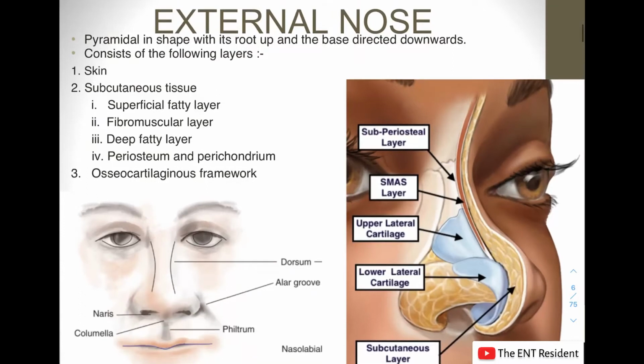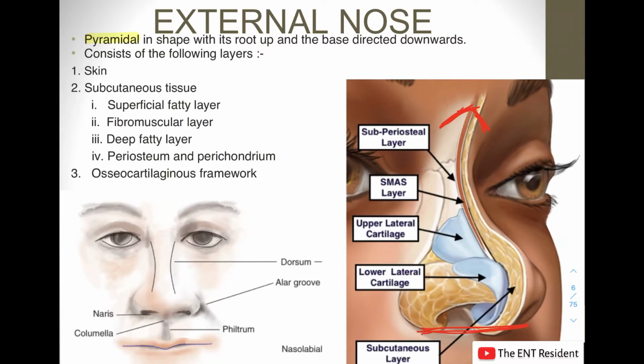So, what is this external nose? External nose is basically the external framework of the nose that we have. It is pyramidal in shape with its root up and the base directed downwards. This region over here is the root of the nose, which is directed upwards, whereas the base of the nose is directed downwards. It consists of the following layers.